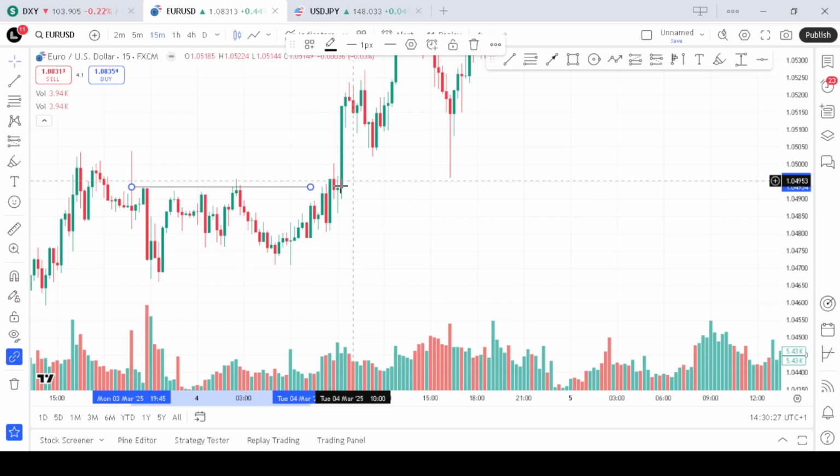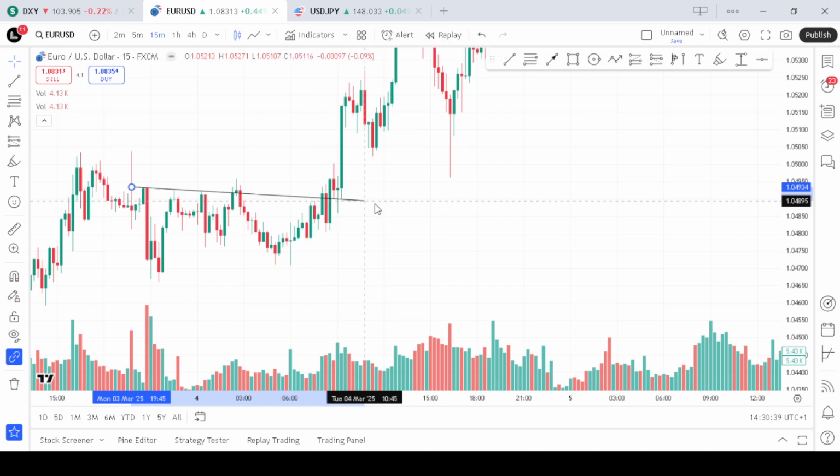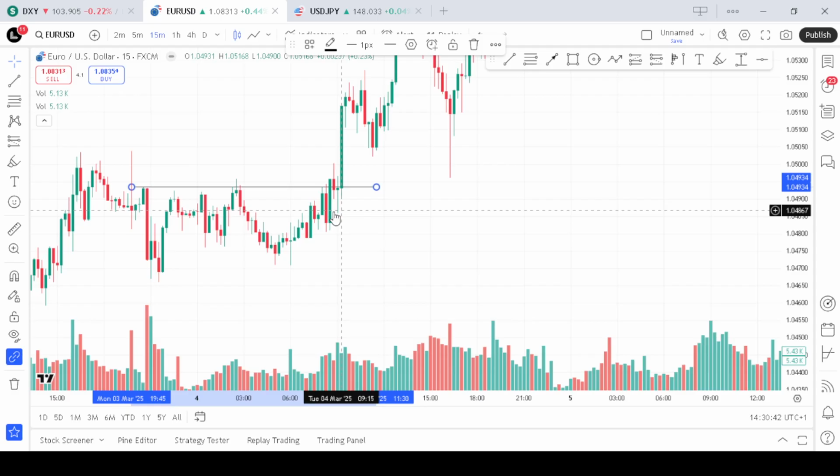Our entry point is, we enter a long position when price breaks above the neckline with an increased volume. So once price breaks above the neckline, we enter, and it has to be with an increased volume for us to enter. We can also enter once it breaks and retests.